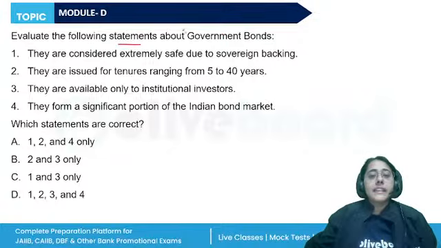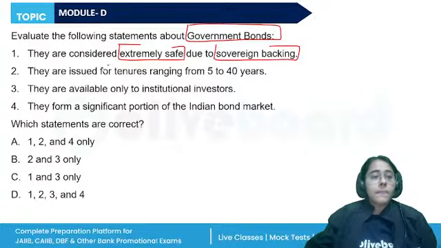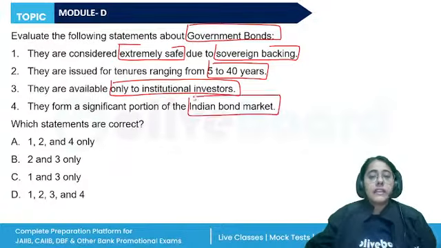Evaluate the following statements about government bonds. They are considered extremely safe due to the sovereign backing. They are issued for tenures from 5 to 40 years. They are available only to the institutional investors. They form a significant portion of the Indian bond market. Which of the following statements are correct about government bonds?